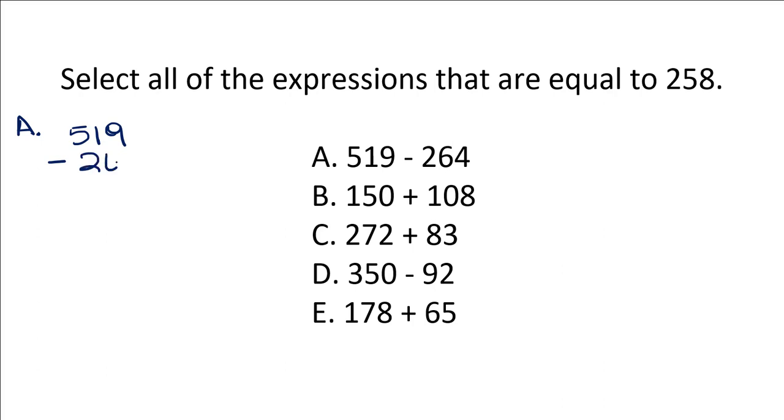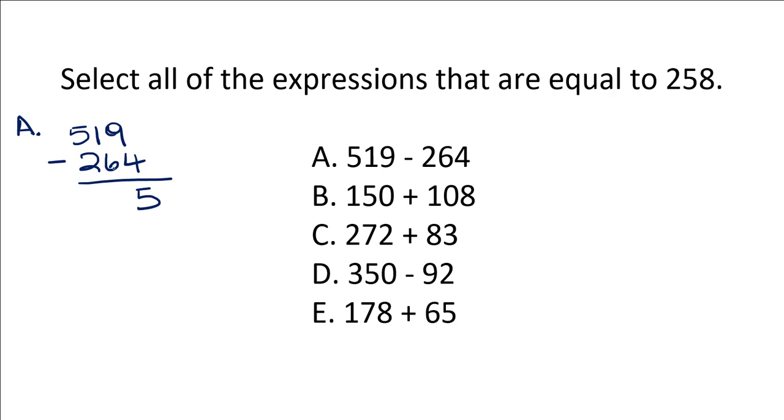So let's set up A first. A is 519 minus 264. Make sure your ones are lined up under your ones, the tens under the tens, and the hundreds under the hundreds, so that we make sure our subtraction or addition is correct. So 9 minus 4, 9 take away 4 is 5.